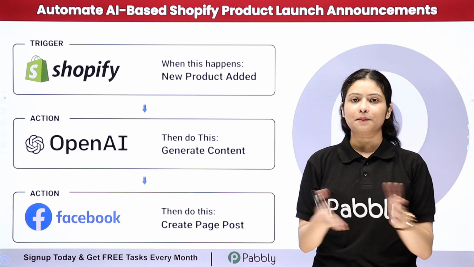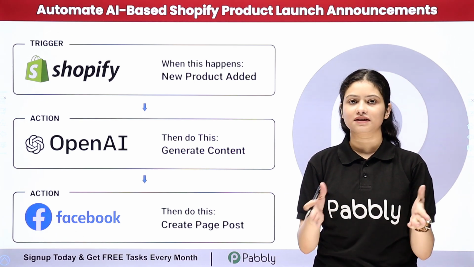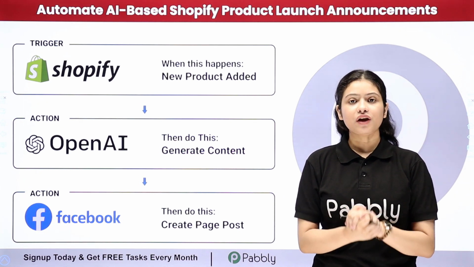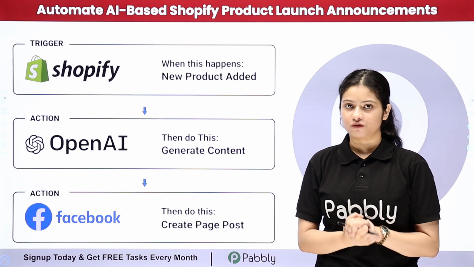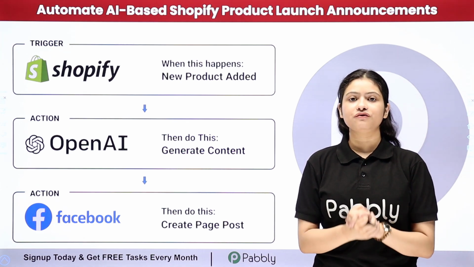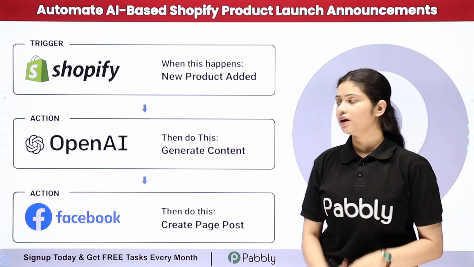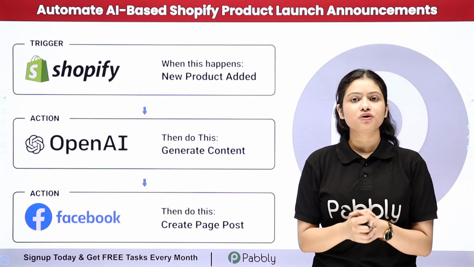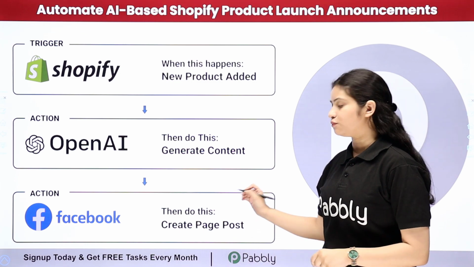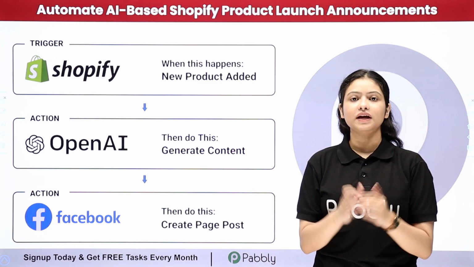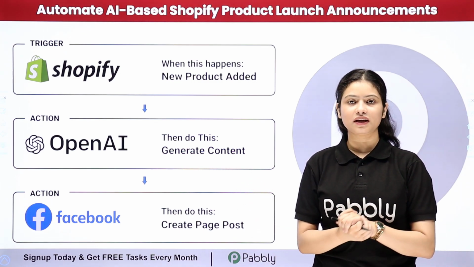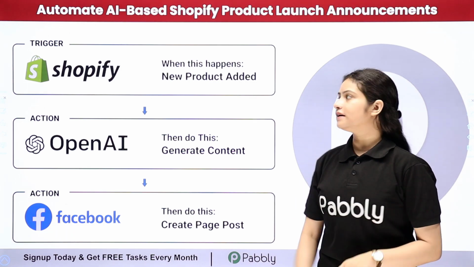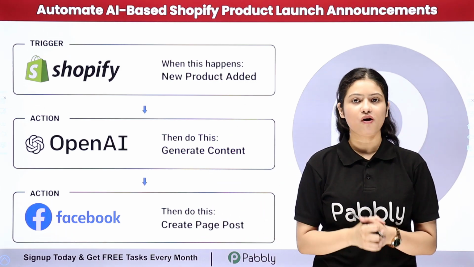To automate this entire process, I am going to use my AI agent, that is OpenAI and Pabbly Connect. So every time I'm going to add a new product on my Shopify store, automatically a post content for that new product launch is going to be generated with the help of OpenAI, and then the post is automatically going to be shared on my Facebook page for my audience. To automate this entire process, I'm not going to use any coding and programming skills. I will be simply integrating all these applications with the help of Pabbly Connect.